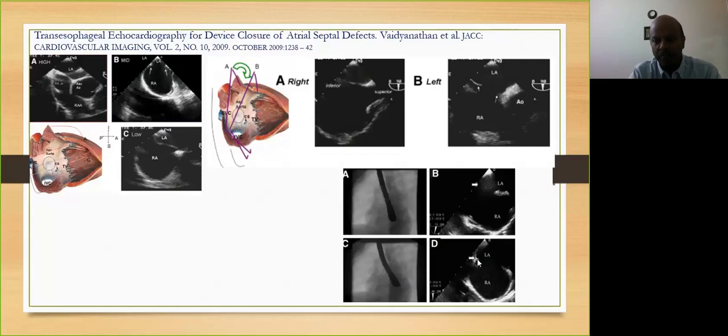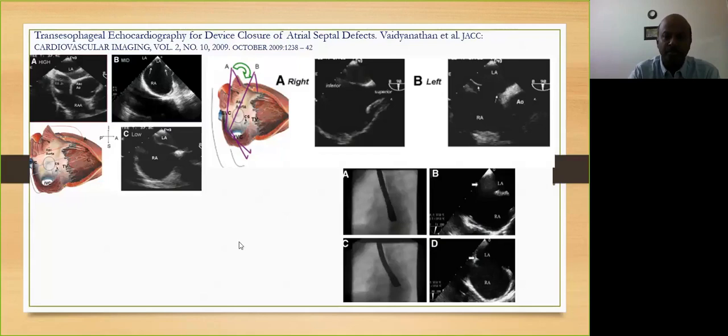This is not seen in the conventional transesophageal view because of its proximity to the esophagus. So you take the probe into the stomach, retroflex it, and then bring it slowly up towards the gastroesophageal junction, and that shows you the IVC margin. So that is about the transesophageal echocardiography.